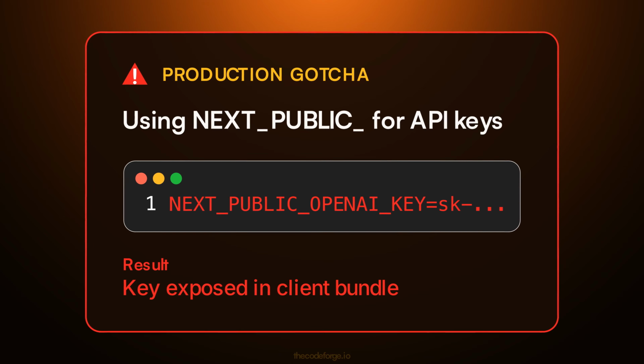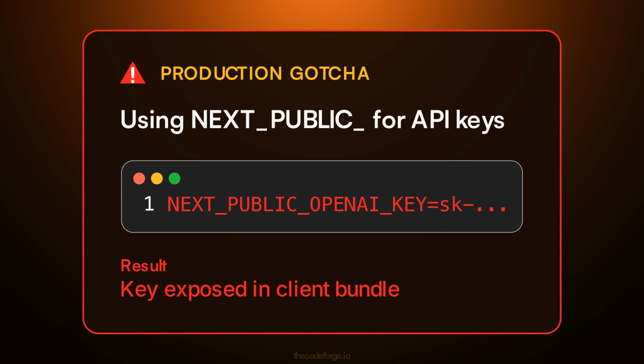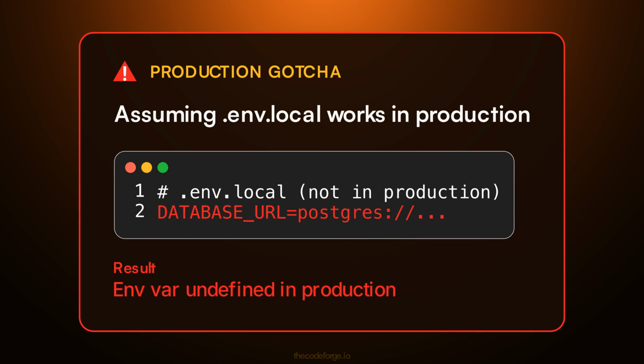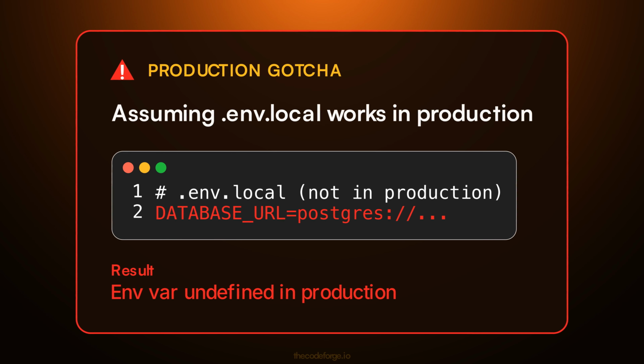This is the mistake that caused the $8,000 incident. Using NEXT_PUBLIC for an API key inlines it into the client bundle, making it publicly visible. Never use NEXT_PUBLIC for secrets. A common mistake is assuming .env.local values are available in production. .env.local is only for local development. Production values must be set in the hosting platform's environment settings.